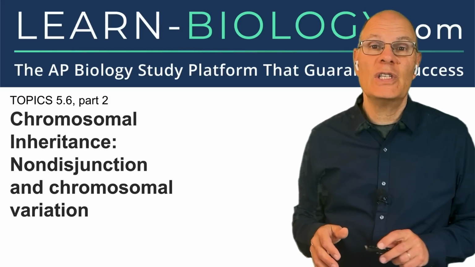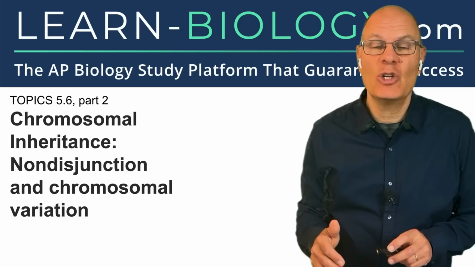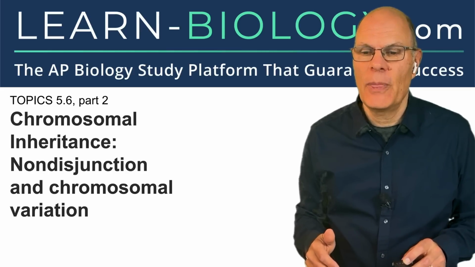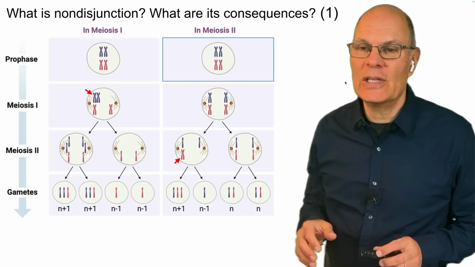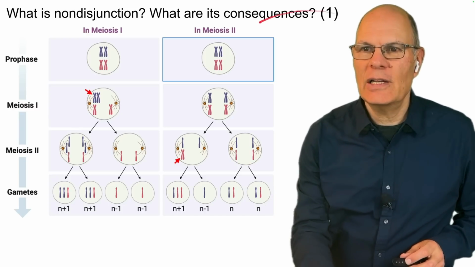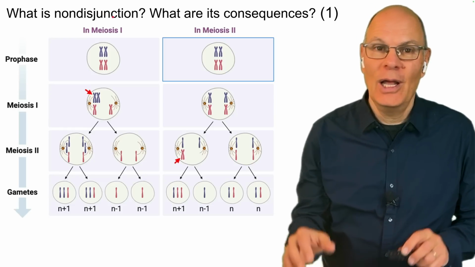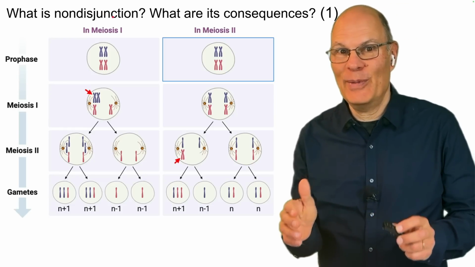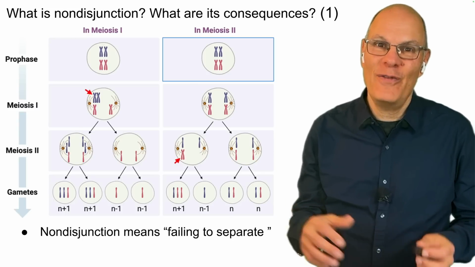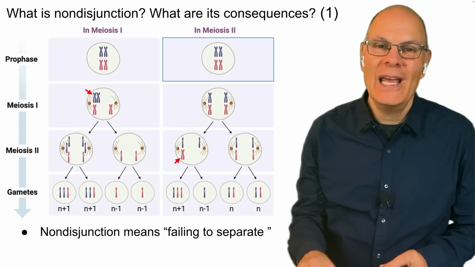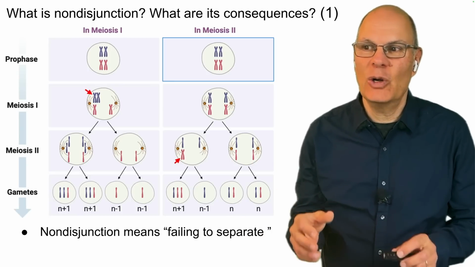Topic 5.6, Part 2, Chromosomal Inheritance, Non-Disjunction and Chromosomal Variation. What is non-disjunction? What are its consequences? Non-disjunction is kind of a cool word. So a junction is where things come together. A disjunction would be things coming apart, and non-disjunction means things failing to separate. It's when the homologous pairs or the sister chromatids don't separate during meiosis.